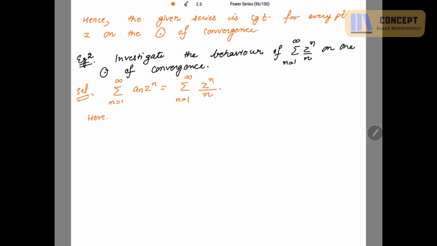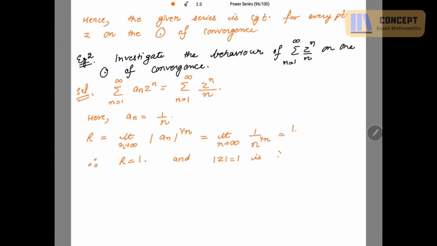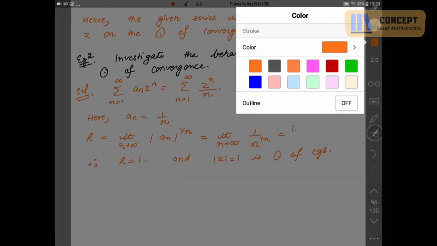From here, a_n is equal to 1 by n. I'm not using a_(n+1) now because it is convenient to use another formula for the radius of convergence, that is limit n to infinity of mod of a_n to the power 1 by n. What is a_n? This is (1 by n) to the power 1 by n. If you put the limit, this is n to the power 0, since 1 by infinity is 0, so this is 1 finally. The limit comes out to be 1. So therefore r is equal to 1 is the radius of convergence, and mod z is equal to 1 is the circle of convergence. Okay, so let's look at our circle of convergence.